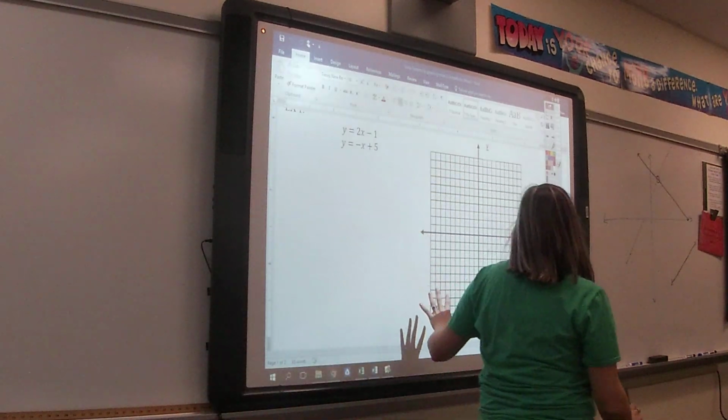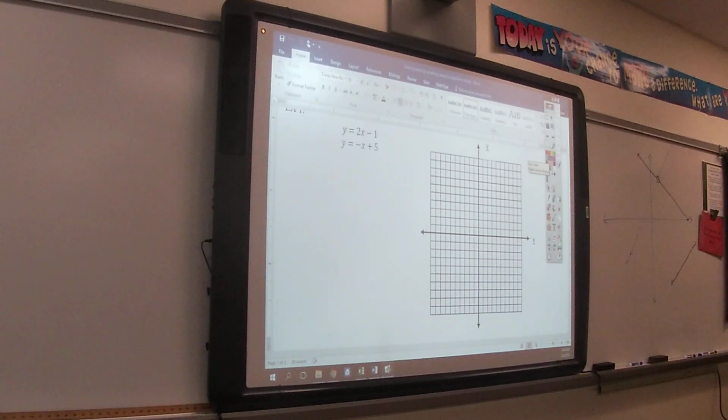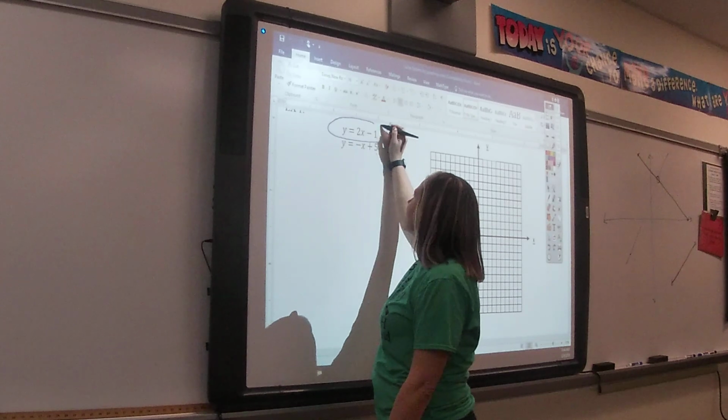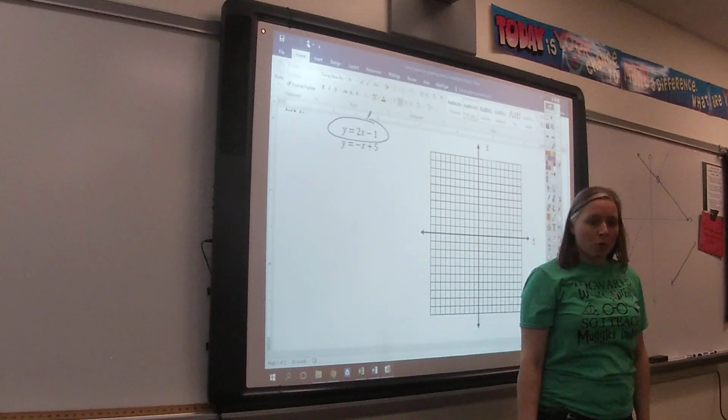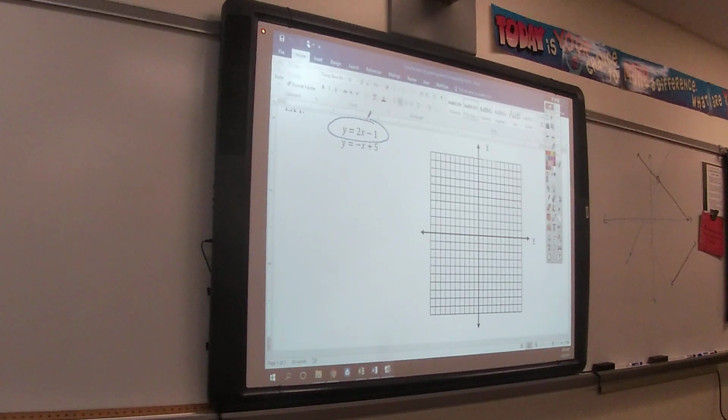So let's set our graphing calculators down for a second, go back to our notes, and now let's look at this problem by hand and see if we agree. See if we can figure out and get the same thing. So what did the graphing calculator do with y equals 2x minus 1? When we put it in there, what did we ask it to do? Right, we asked it to graph it.